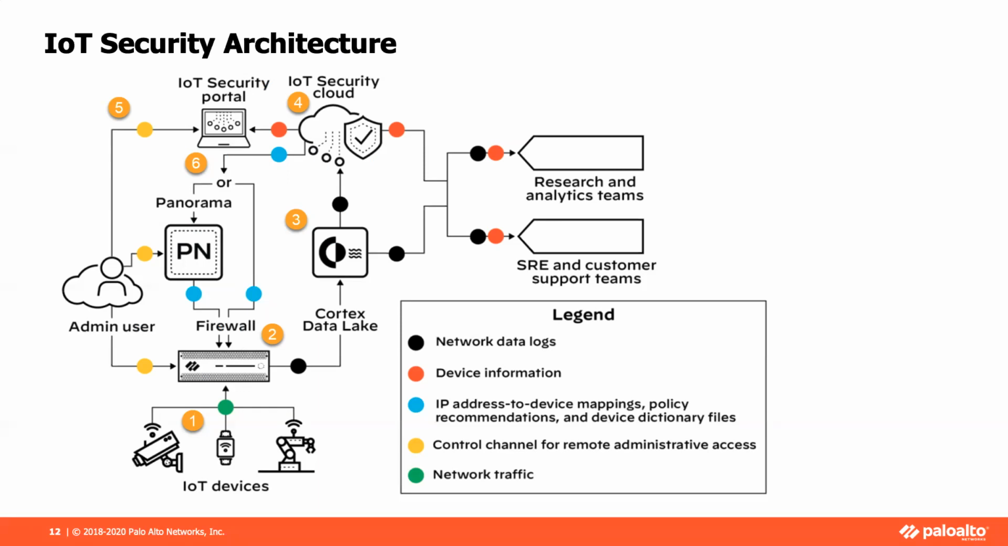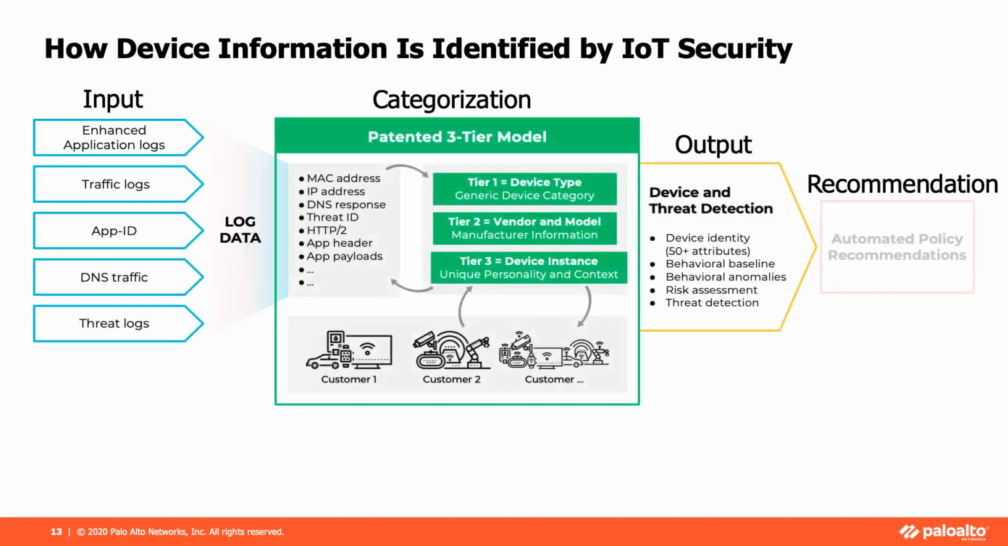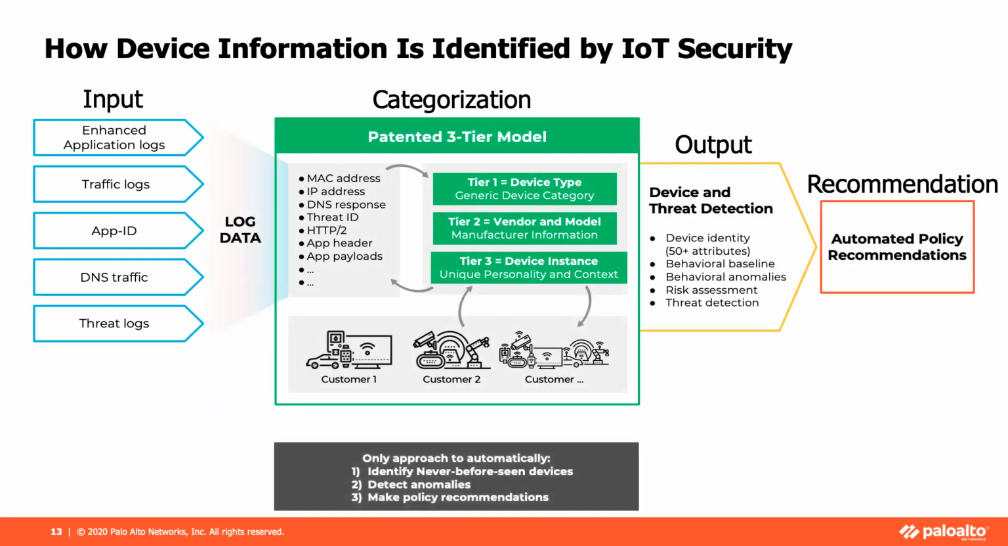So I guess the question now is, if we understand at a high level the components, we see devices on the network, we use our devices to be able to signal and get this metadata with these enhanced application logs, send it up to our IoT Security Cloud, which parses this information, comes up with recommendations to secure these devices and sends them to you. Kind of understand that. Maybe the next question is, how is this information found and digested?